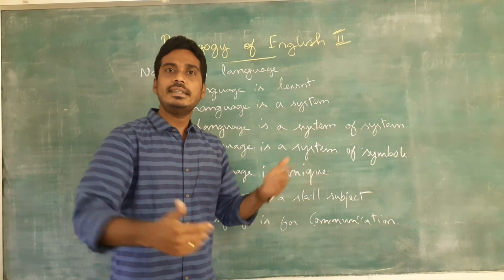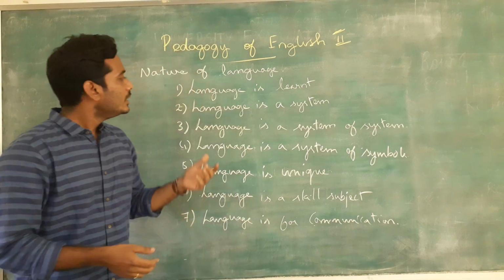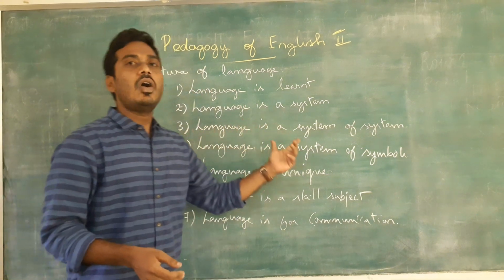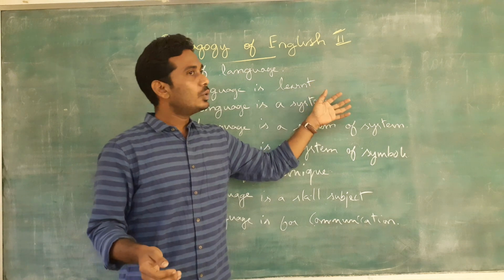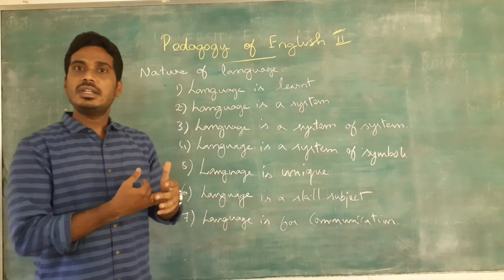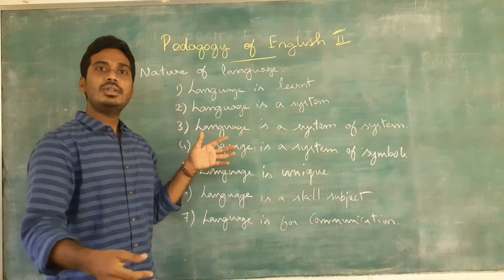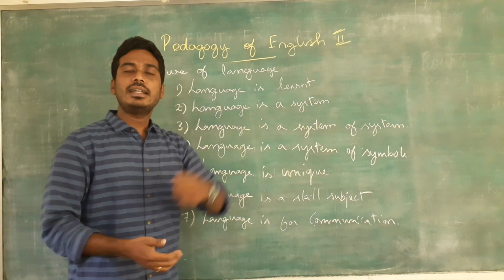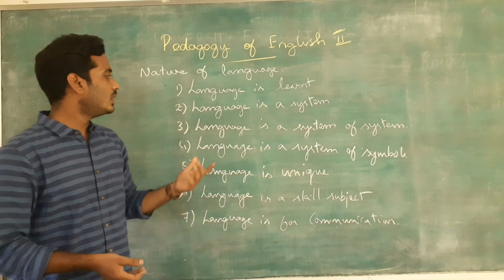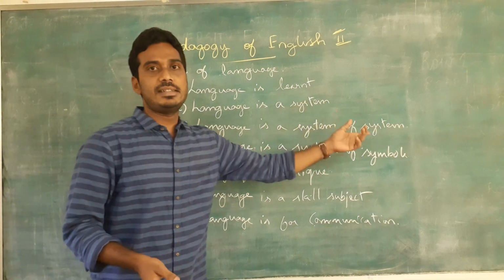So many sentence patterns are there. So that's why it is called a system of systems. When you take phonetics or phonology, in phonetics we have vowel sounds, consonant sounds, diphthongs, so many things. So it is a system which contains other subsystems. So language is called a system of systems.